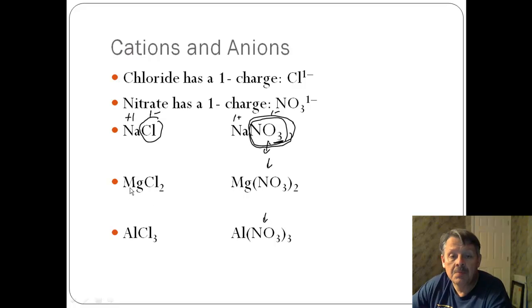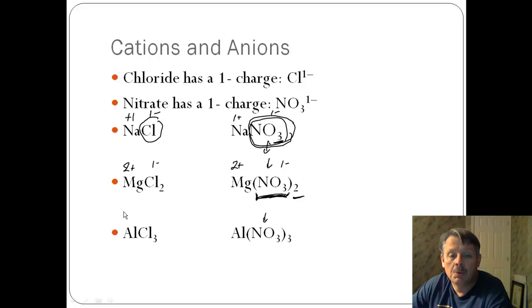Now, let's go back to magnesium nitrate. Magnesium has a 2+ charge and nitrate has a 1- charge, so we crisscross those numbers, and you'll notice we have 2 nitrates. You'll also notice I put the nitrate inside parentheses. That's important because I want to have 2 of these entire things. Nitrate is a unit, and I need to have 2 of them.